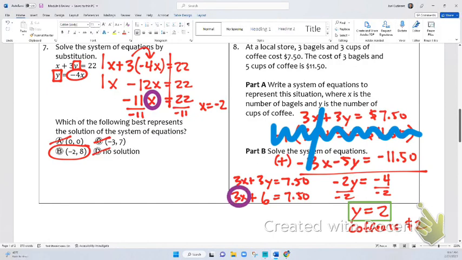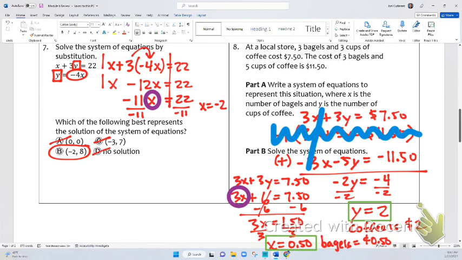I'm trying to solve, which means I'm trying to isolate that variable. So you subtract 6 from both sides. You end up with 3x is equal to $1.50. And then if you divide both sides by 3, you end up getting 50 cents for the x. Remember, my 50 cents for the x is going to be, according to the original problem, the bagels. So we're just going to simply say bagels equal 50 cents.